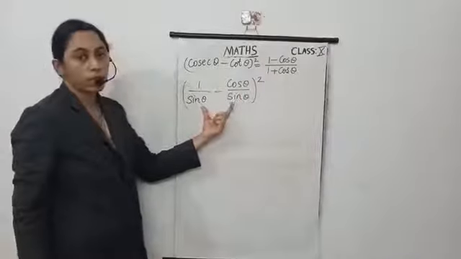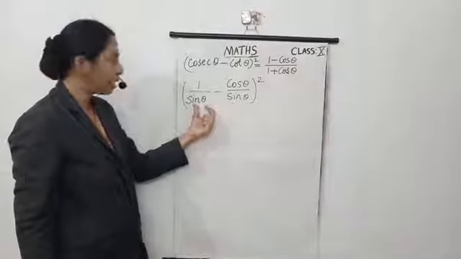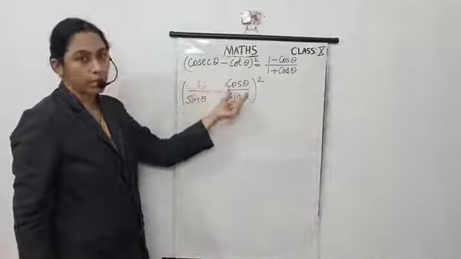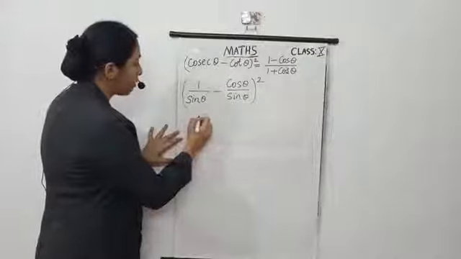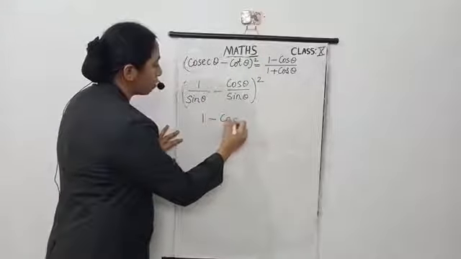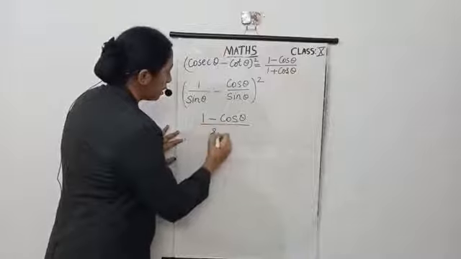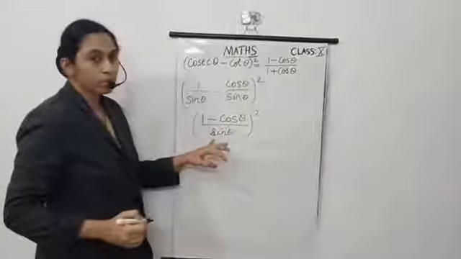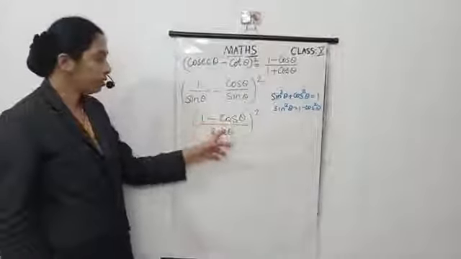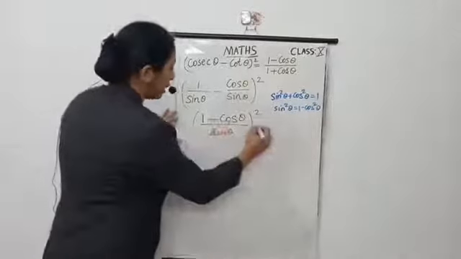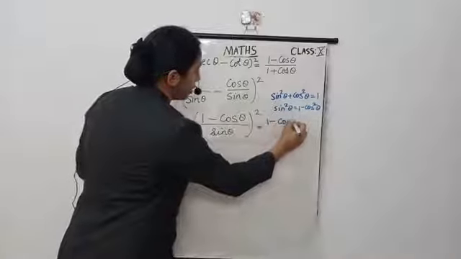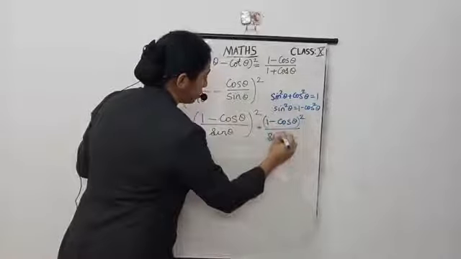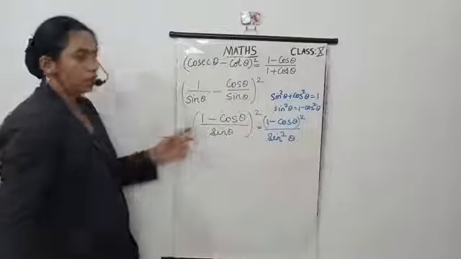Now here both denominators are the same. Here sin theta, here sin theta. So we can subtract the numerators, isn't it? Here subtraction. So this can be written like (1 minus cos theta) by sin theta whole square. Okay. Now split this square. This can be written like (1 minus cos theta) whole square, numerator whole square by denominator square. We separate this numerator and denominator.